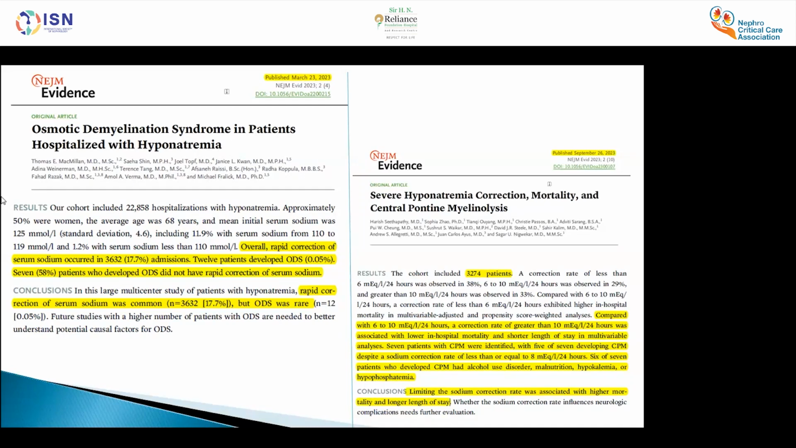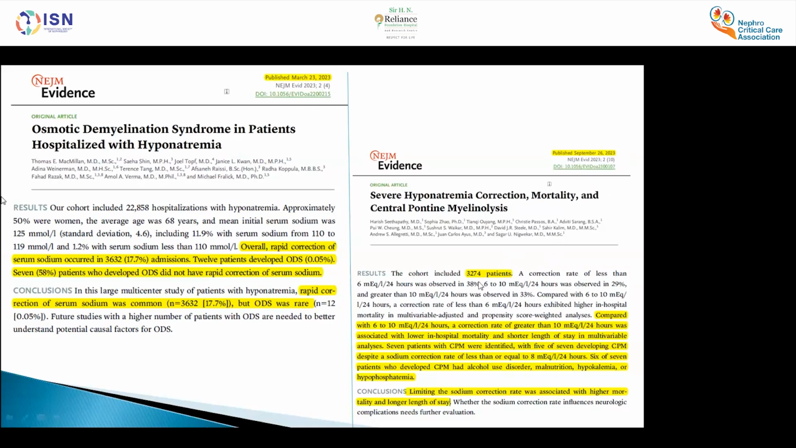So they have concluded that further studies are needed with a higher number of patients to understand potential causal factors for ODS. Another study which has been published in NEJM only on 26 September.